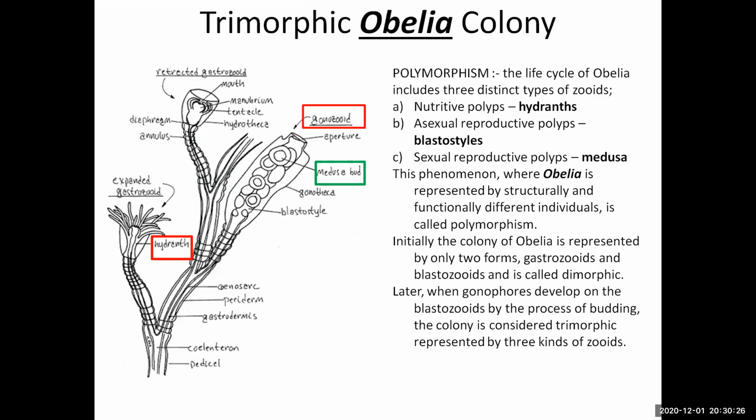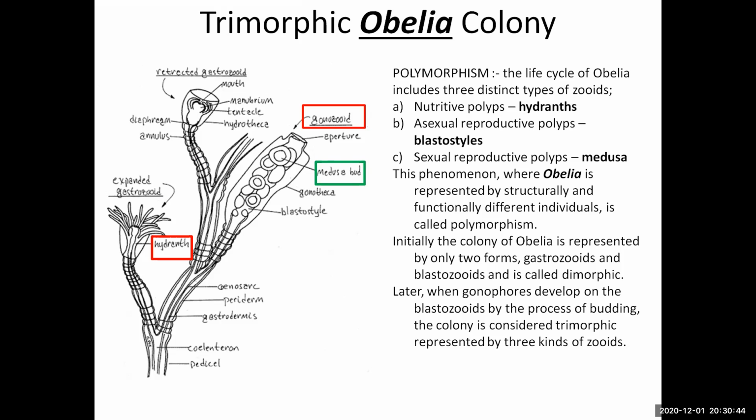Now we'll see some examples. Obelia colony shows polymorphism and it has three types of individuals. So when three types of individuals are present, the colony is called trimorphic.